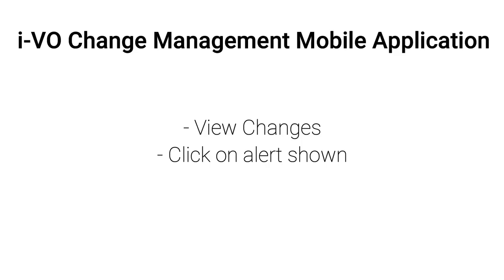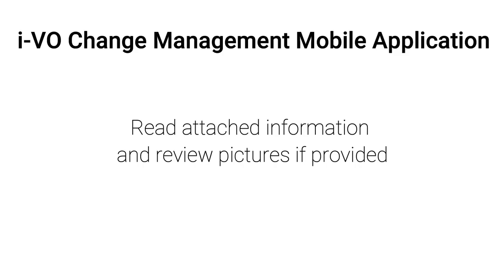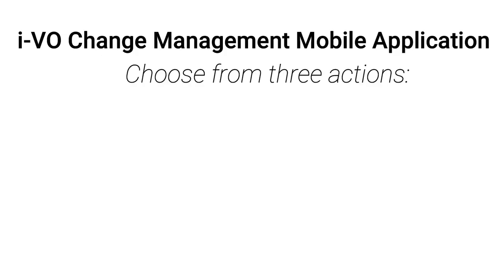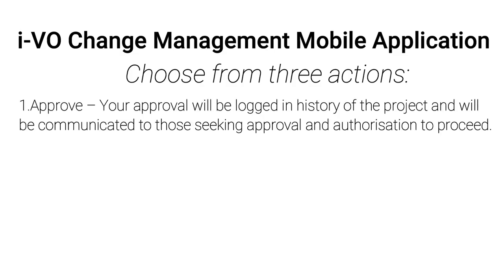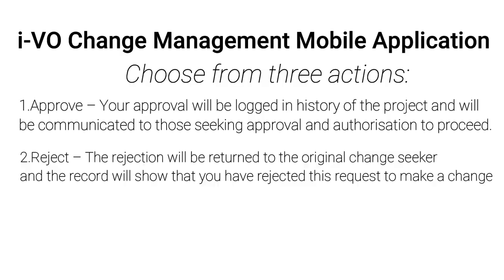View changes. Click on Alert Shown. Read attached information and review pictures if provided. Choose from 3 actions. 1. Approve. Your approval will be logged in history of the project and will be communicated to those seeking approval and authorization to proceed. 2. Reject. The rejection will be returned to the original change seeker and the record will show that you have rejected this request to make a change.